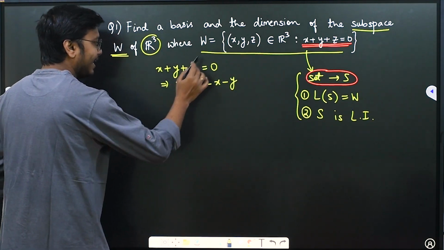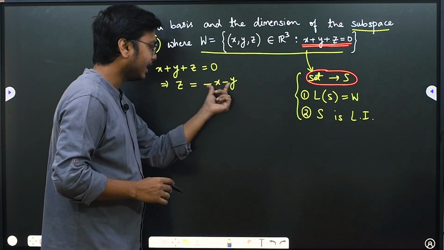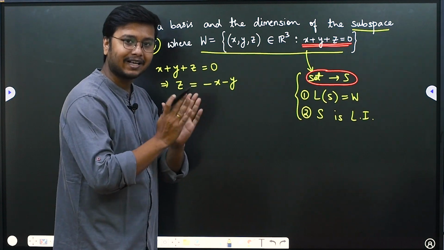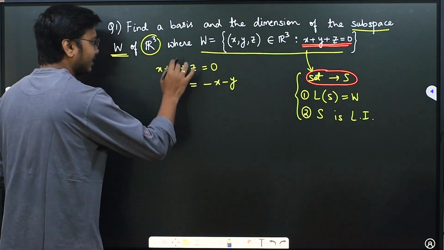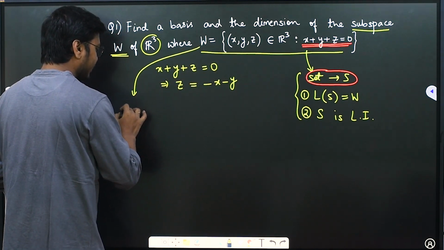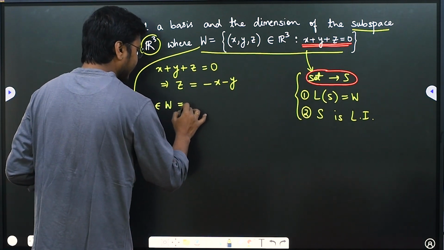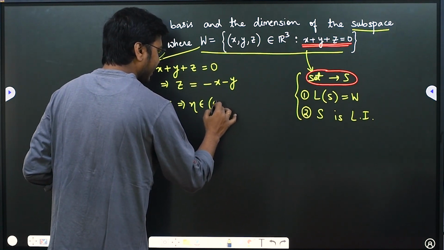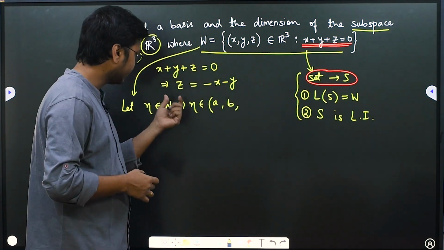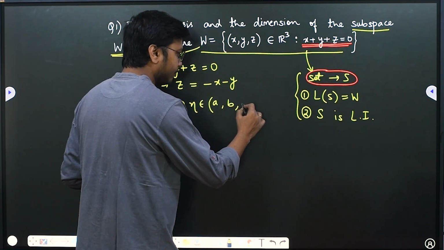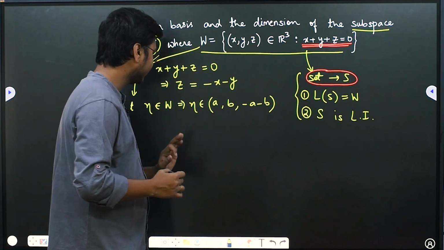So that means any element of W is going to look like x comma y comma, instead of z I'll write minus x minus y. Maximum I am able to remove only one variable. Now let's start with a random element of W. Let eta belong to W. Then eta would be looking like a comma b comma, instead of taking the third coordinate as c, we can write the third coordinate in this manner. So it would be minus a minus b. Written in this manner, this is some random element of W.